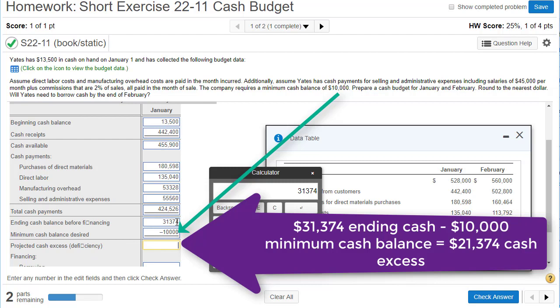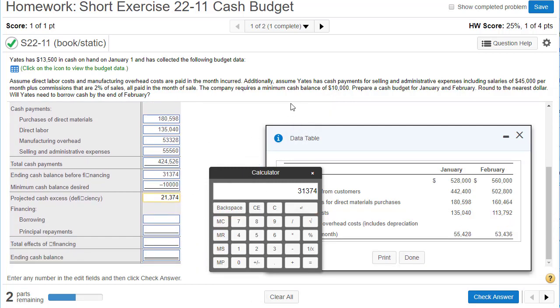So if we have $31,374 and we want a minimum of $10,000, how much do we have in excess of $10,000? Well, to calculate that, you have to subtract $10,000. So that gives us $21,374. And we want to keep a minimum cash balance of $10,000.